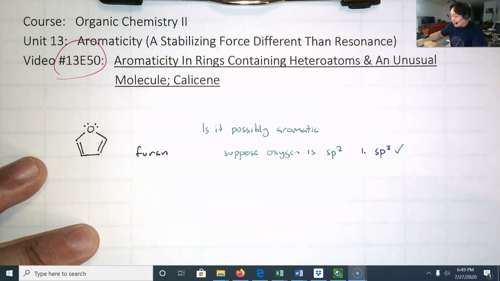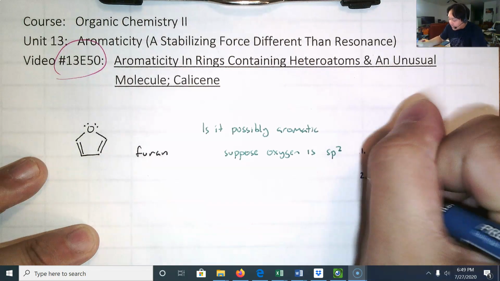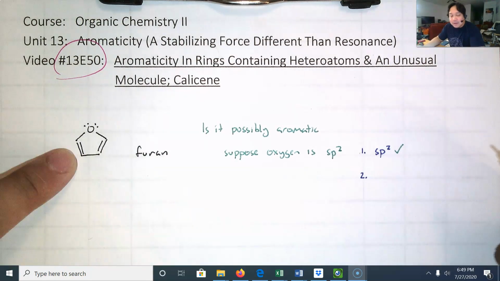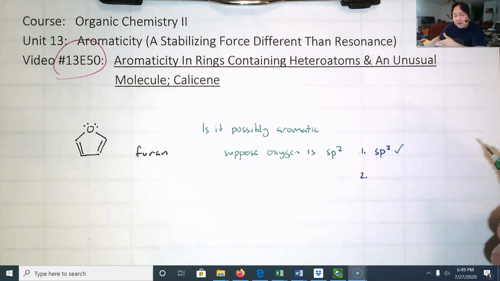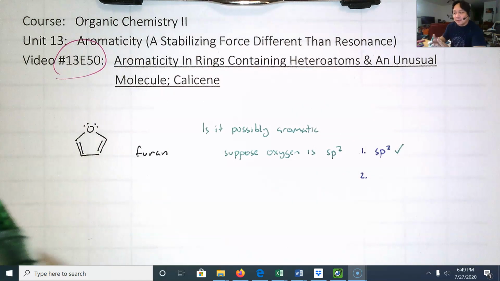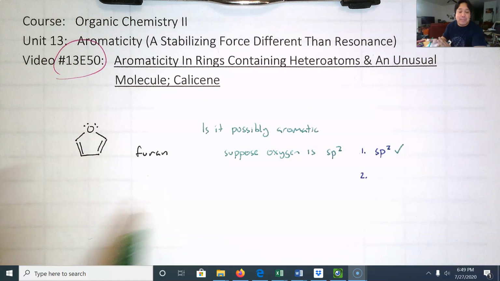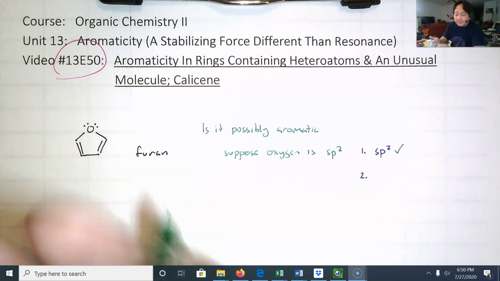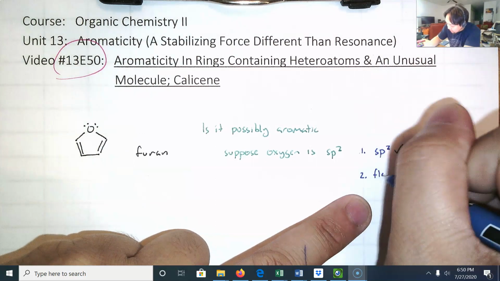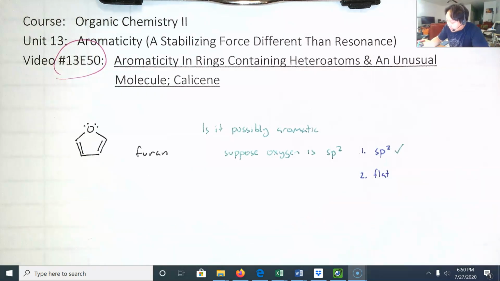What about rule number 2? Rule number 2 was, is the molecule flat? Well, the molecule only has 5 atoms in the ring, and we had a cutoff saying that any ring molecule that has 5 atoms is too small to sufficiently get bent out of shape to become non-flat. So we are going to say affirmative, that molecule is flat.